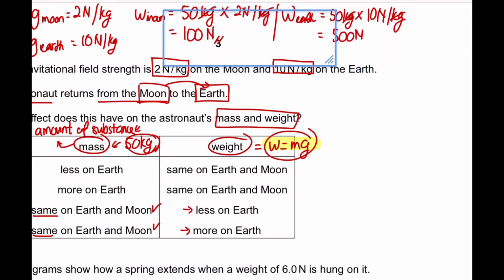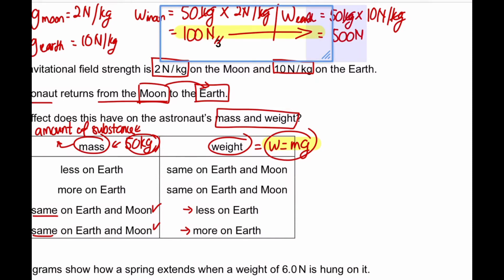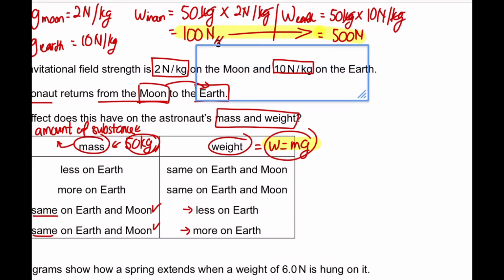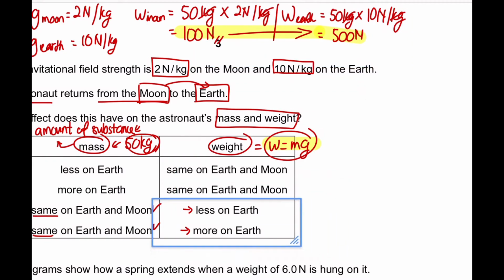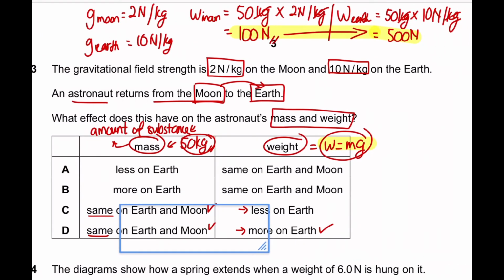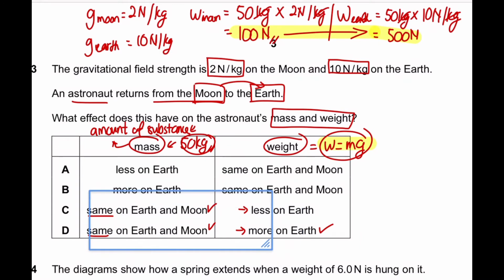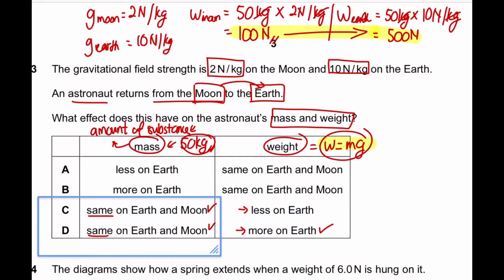As you can see, the weight of the astronaut significantly increased when he lands on the Earth, from 100 to 500. So the answer is his weight is more on Earth, as shown in the calculation above. So the answer is D.